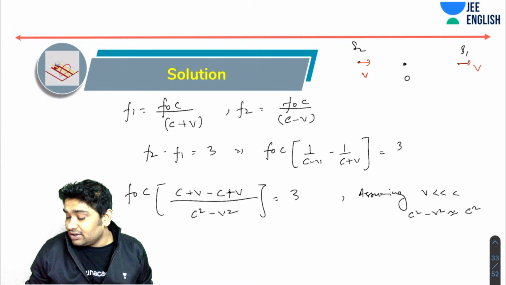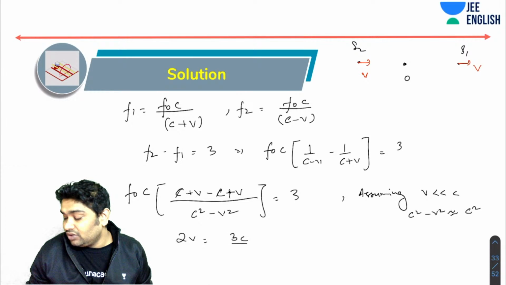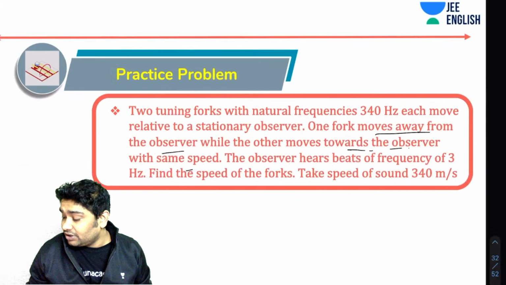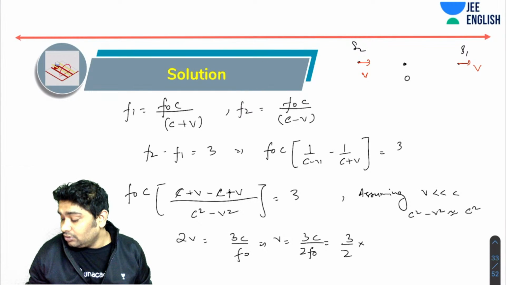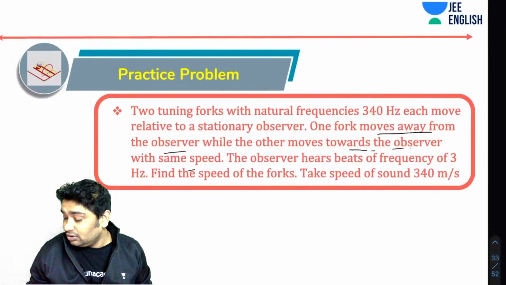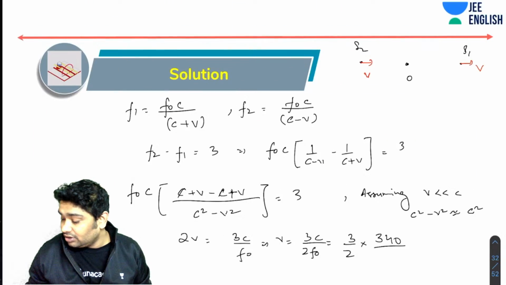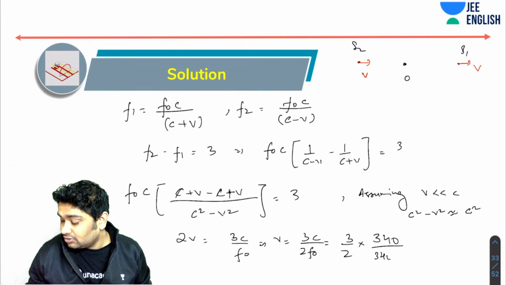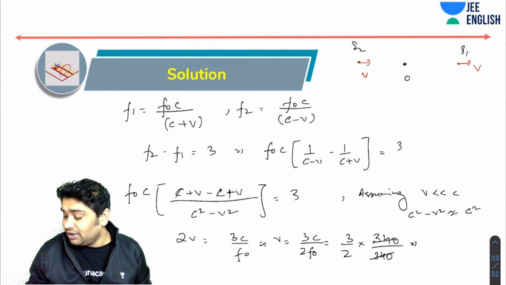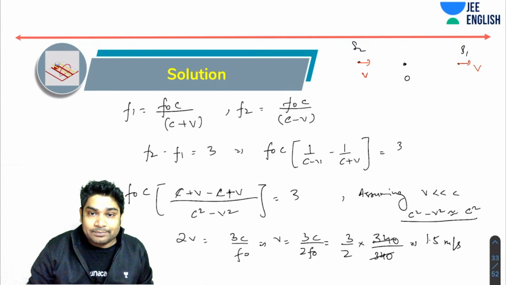So what I realize is here this and this gets cancelled. 2V equals, and this would be C over F, or V would be equal to 3C over 2F. So let's just substitute the values. 3 by 2, 340 over frequency, which is also 3 hertz, 340 hertz only. That roughly gives me the speed as 1.5 meter per second. So fine, this approximation is absolutely correct then.